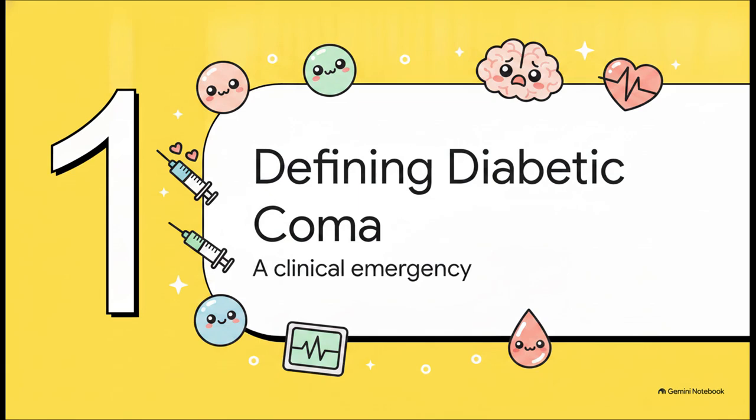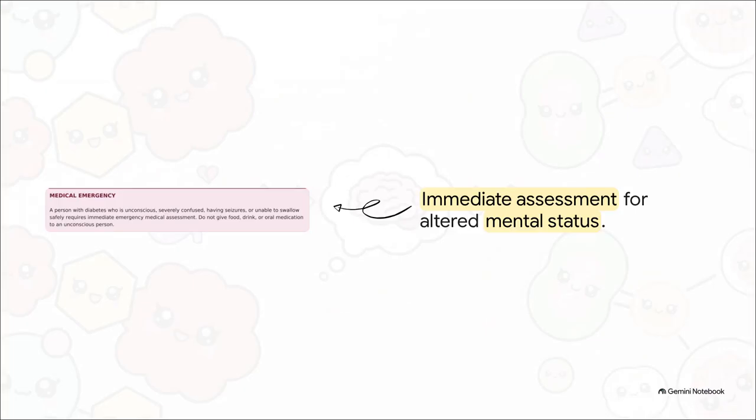Section 1, defining the diabetic coma. Let's establish the baseline. So, first things first, a diabetic coma isn't just one singular diagnosis. It's actually a critical endpoint that demands immediate, hands-on medical assessment. You're looking at an unconscious, severely confused patient. Maybe they're having seizures, or they're completely unable to swallow. It is a massive red flag, signaling a potentially reversible but absolutely life-threatening metabolic or neurological emergency.